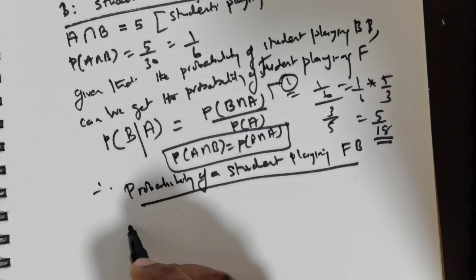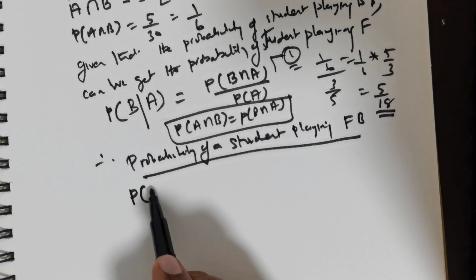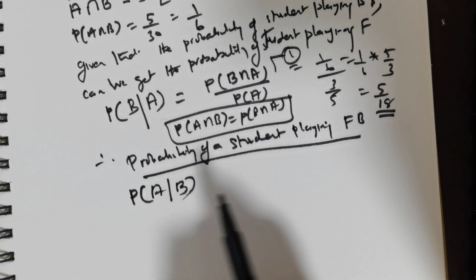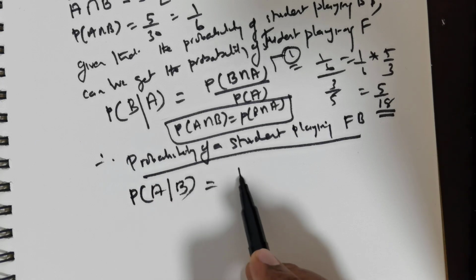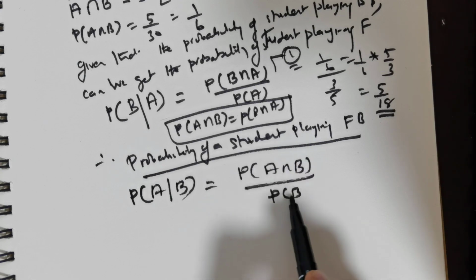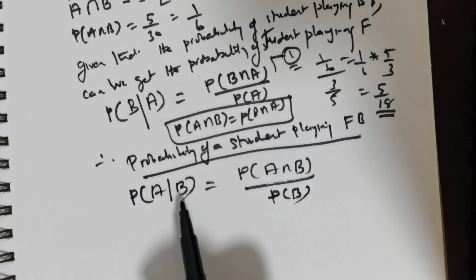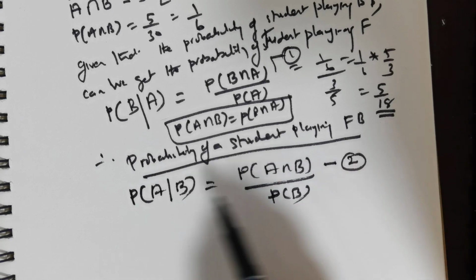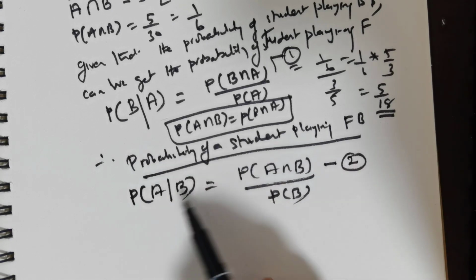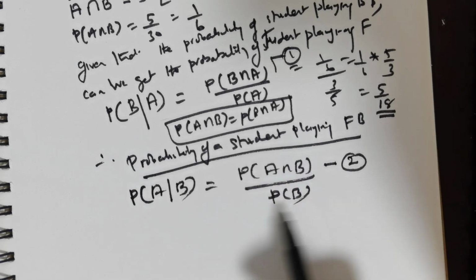Now what if it is the other way? What if I am interested in finding the probability of A given that B has occurred? How would that be? In that case, this is going to be probability of A intersecting B divided by probability of B. So I'm interested in finding the probability of a student playing basketball given the probability of the student playing football. So this is already given. Now if I were to take this as 2, I can very well write it like this, right? P of A given B is equal to P of A intersection B divided by P of B. This is always possible, right?